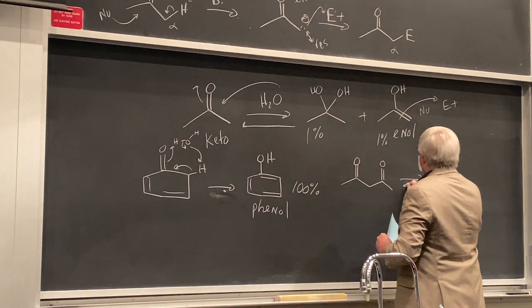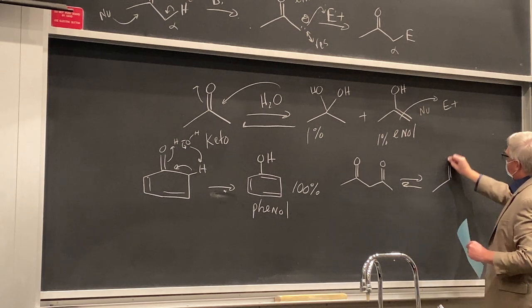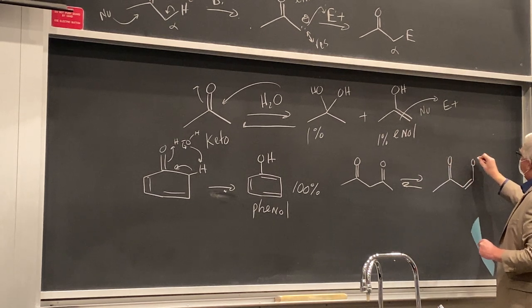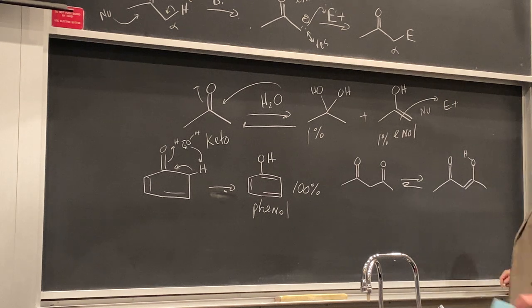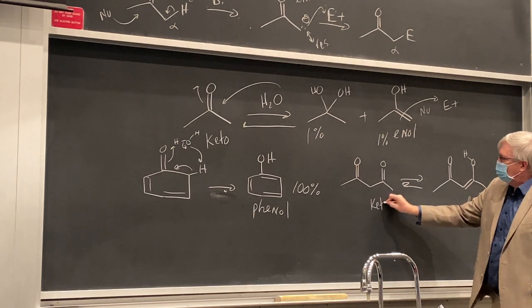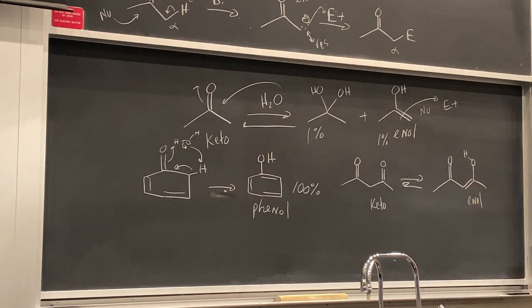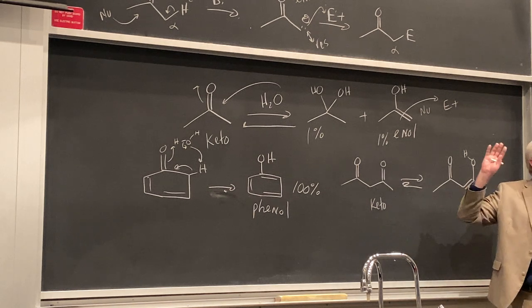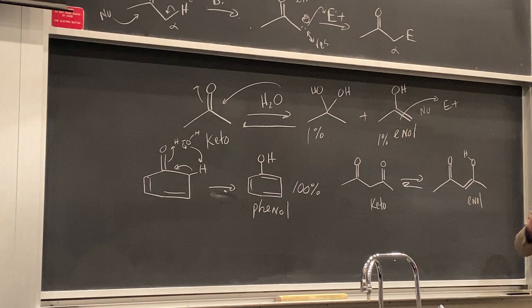Here's another one that we need to point out. What about this equilibrium? So let me draw the enol version of this. And what would be the percentage of the enol now compared to the keto version? What would this equilibrium be? Anybody have an idea? Is the enol favored? Maybe we can get to that. Who says it's favored here? Who says the keto version is favored? Or who doesn't know? Okay, well, let's look at it.